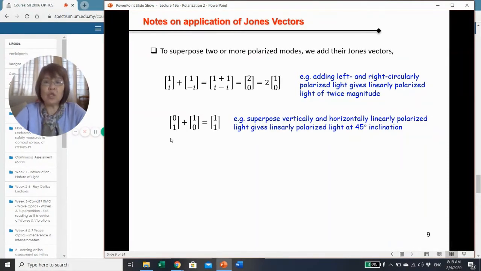And if we were to superpose vertical and horizontal linearly polarized light, look at this, it gives you the result of 1, 1, which is linearly polarized light. Remember, we have crossed polarizers which cancel the light, but in this case, we are not talking about the polarizer. We are talking about the state of polarization.